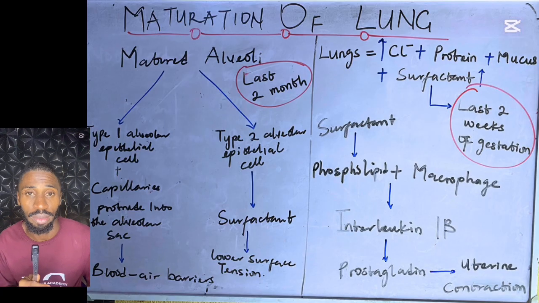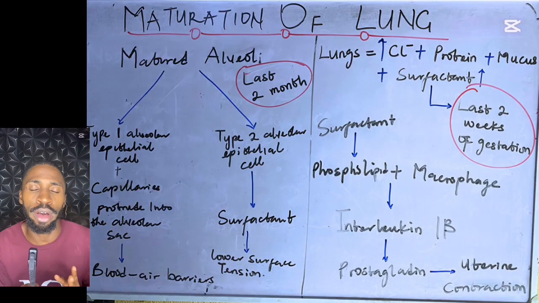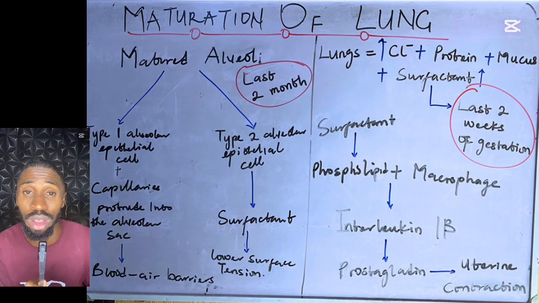Don't forget it. And now in the later part, usually the ending of gestation, which is at 34 weeks, what happened? The lungs are filled with fluid. The fluid is rich in chloride, very well. It is rich in protein. It is rich in mucus from the bronchial glands, and it is rich in surfactant, which comes from the type 2 alveolar epithelial cells.